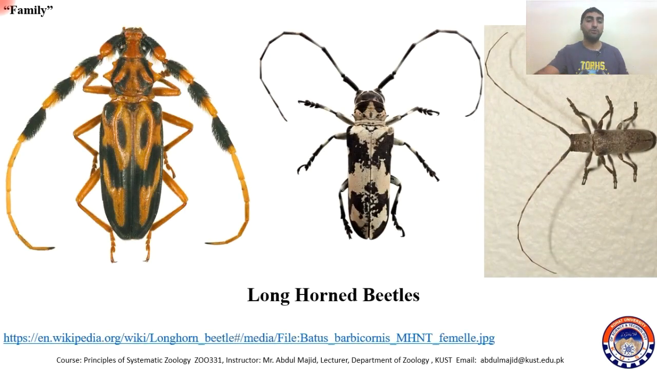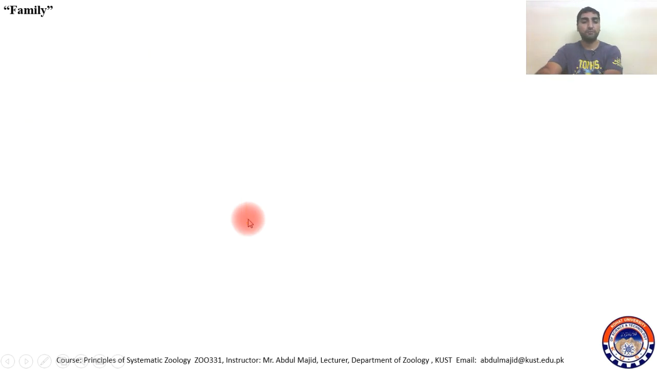And now look at these longhorn beetles, the Cerambycidae family. All these belong to Cerambycidae, and even if you are not an expert, you can tell at a glance. By looking at these horns, you can say that this insect belongs to Cerambycidae, the longhorn beetles.